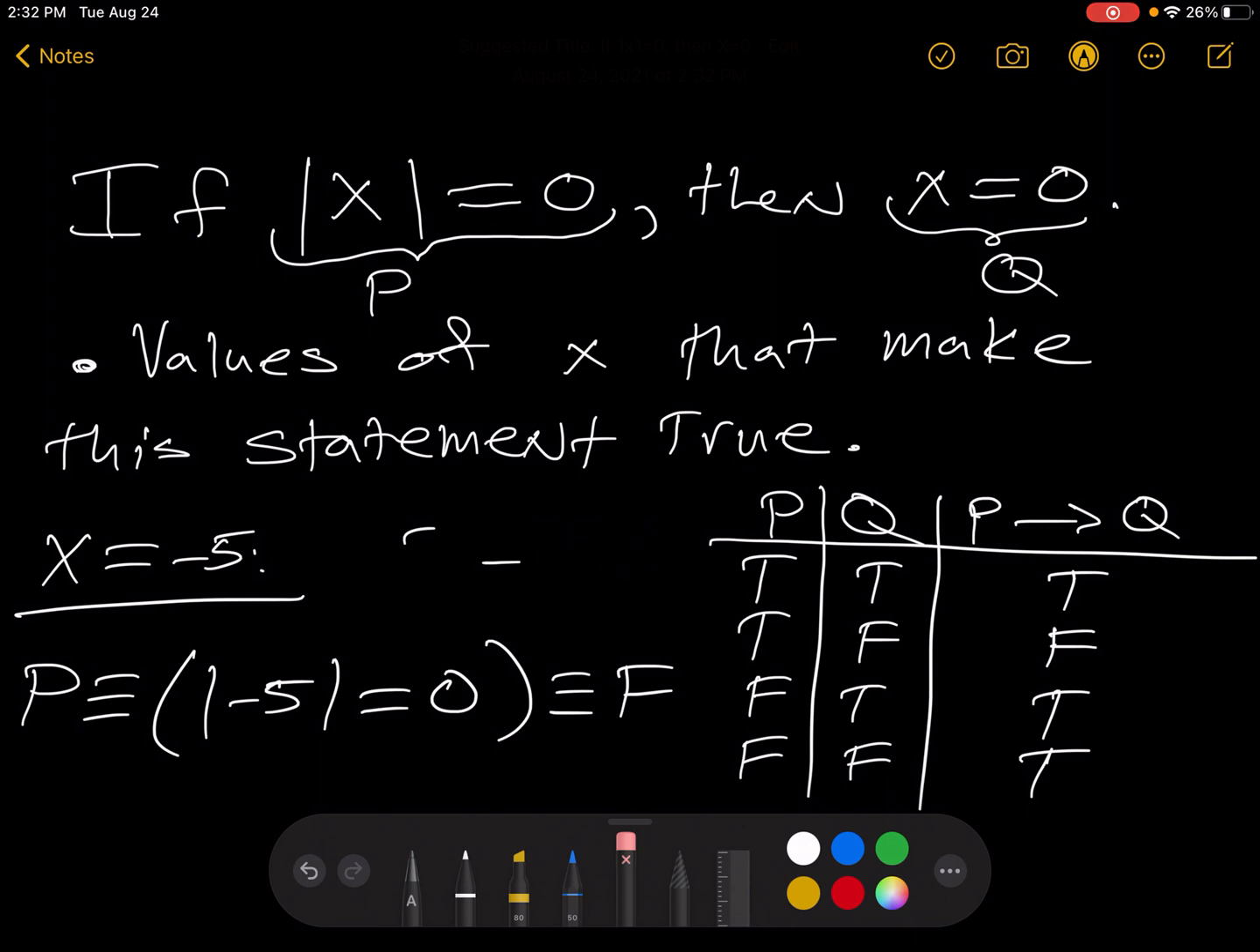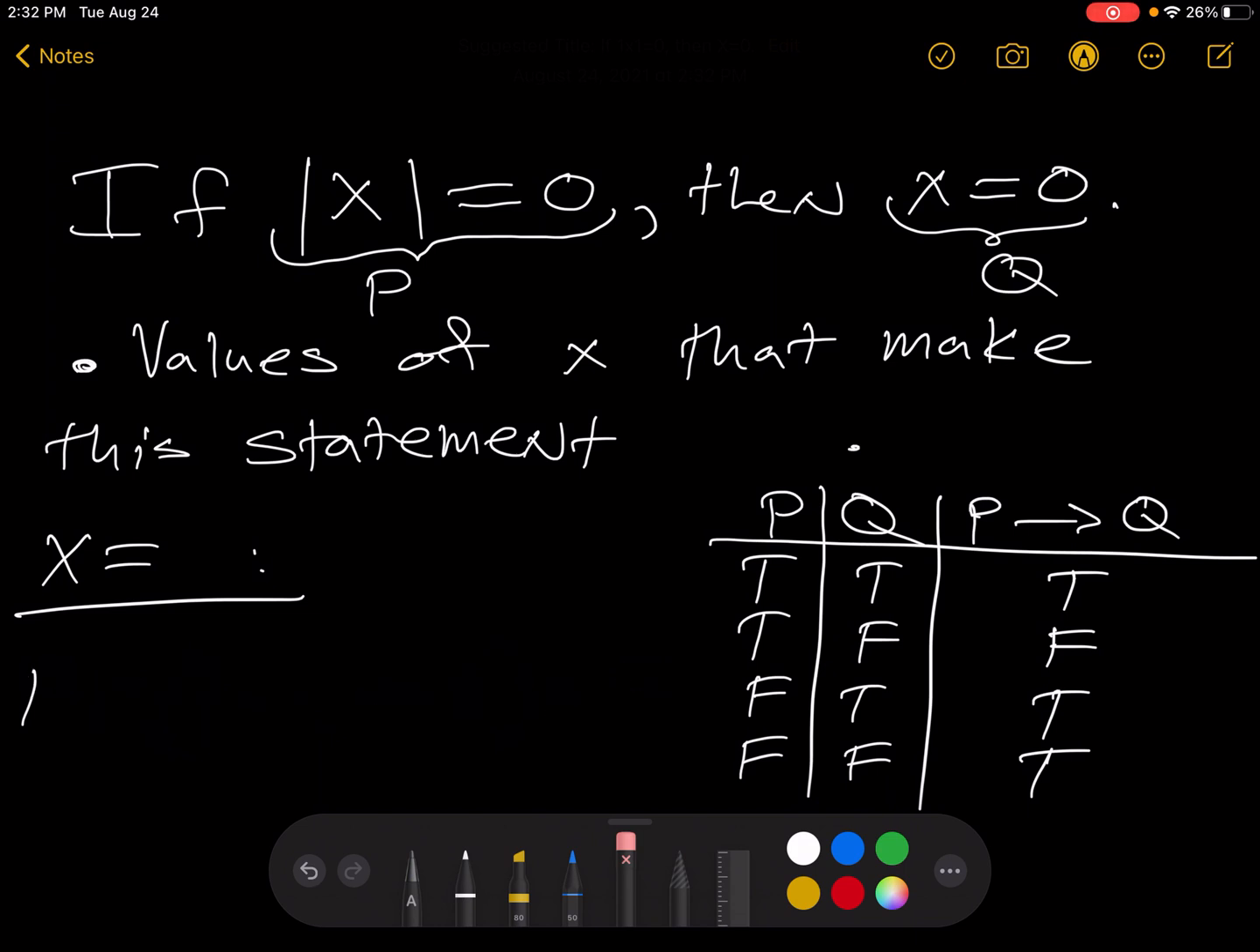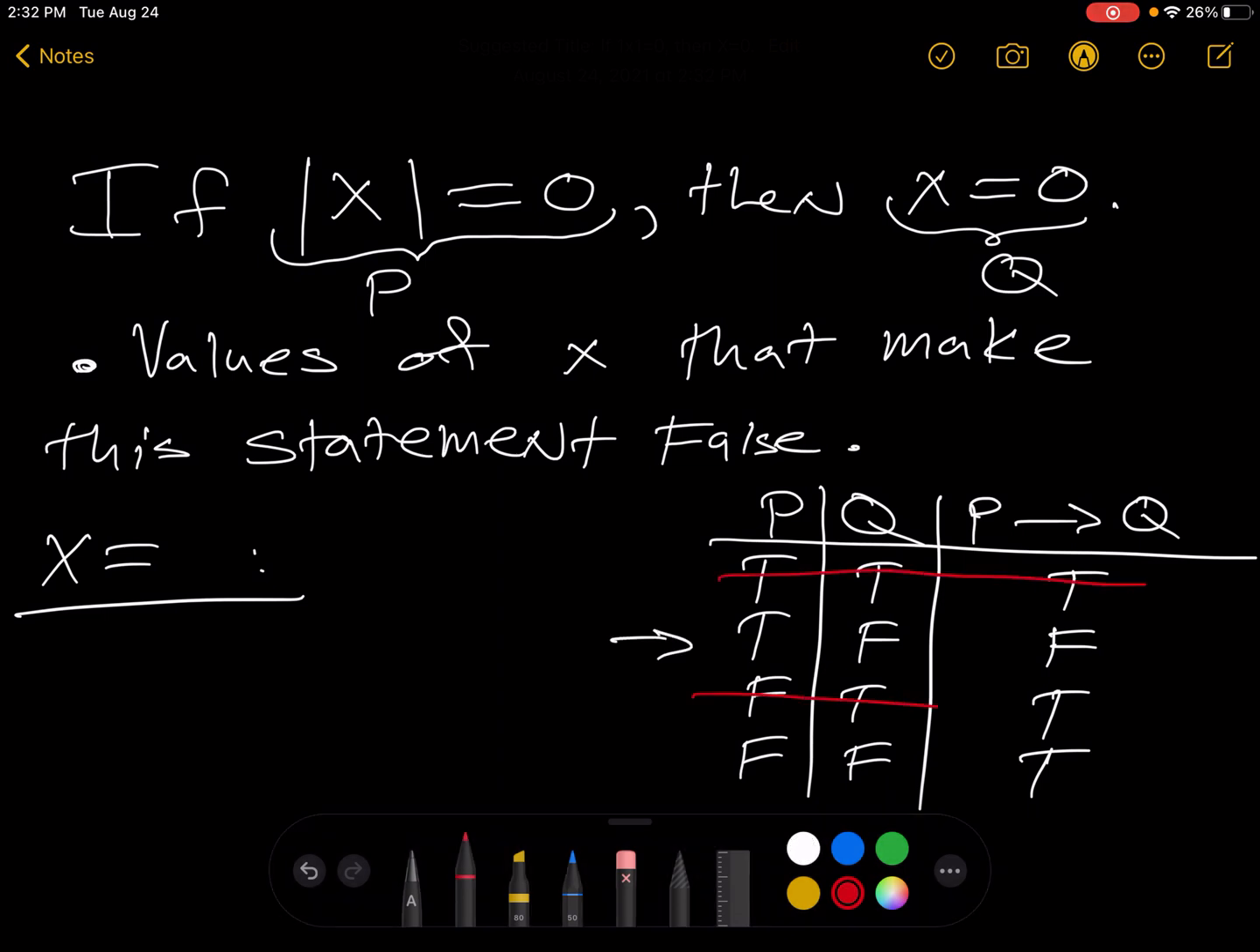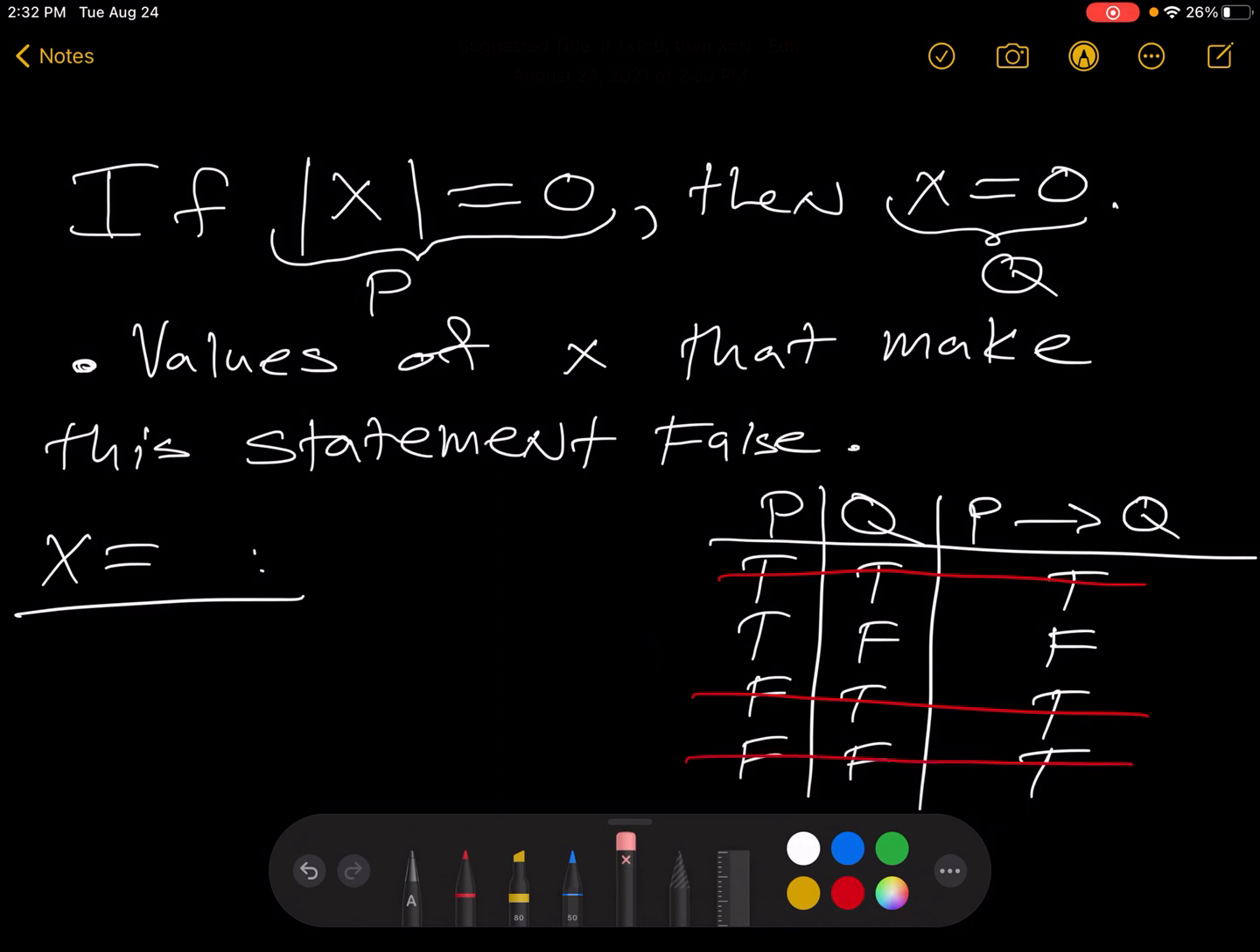Right, now let's consider a situation, or let's look for values of x that make this statement false. Now to get false, we have to be in this row here. So let's eliminate those other rows. Okay, so we just need an x value that makes the absolute value of x equal to 0, but who is not 0. Okay? So think, what can we put in there?